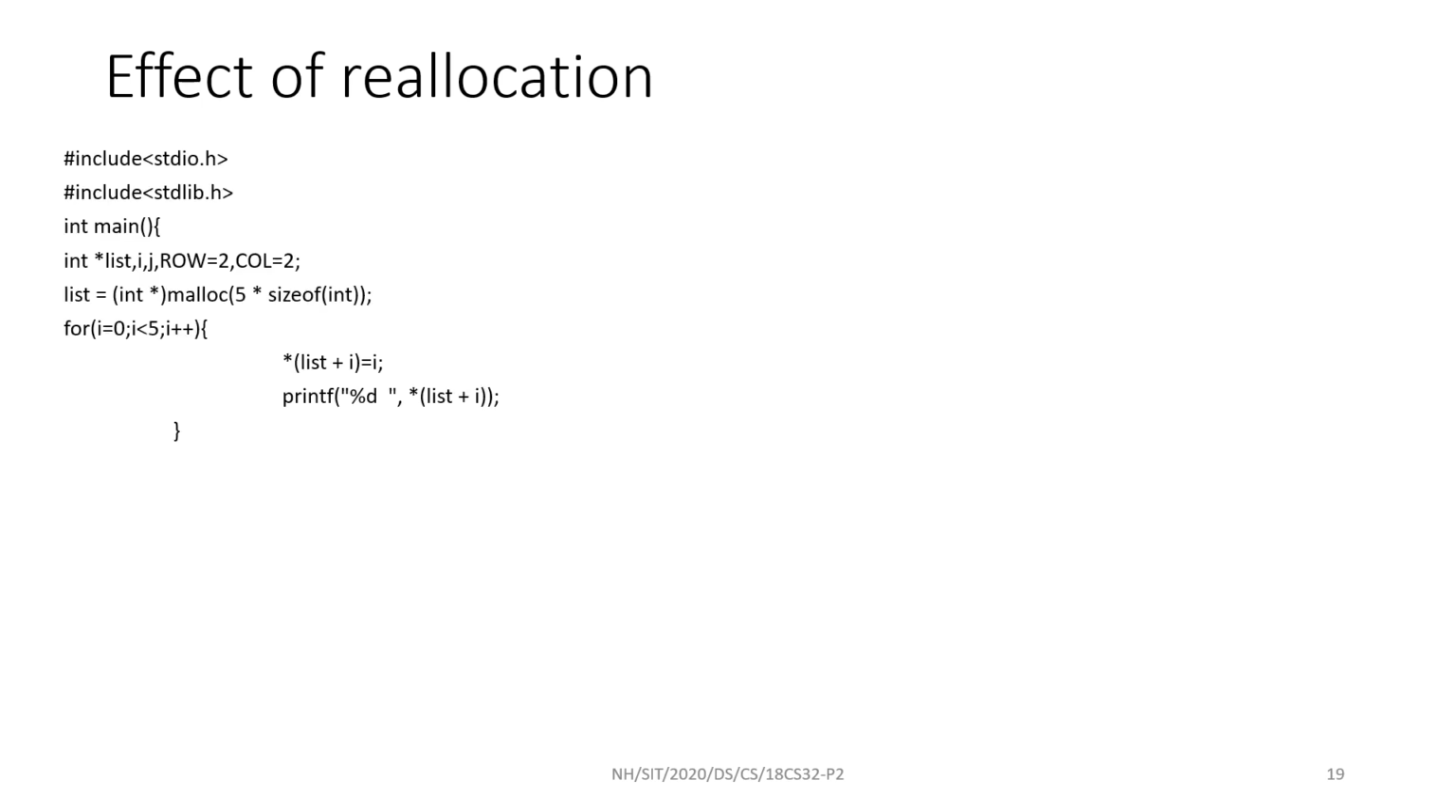See the purpose of reallocation. malloc 5 into 4, 20 bytes are reserved to allocate memory for 5 integer items. Assume that we store data in these locations. Because of this statement, the elements 0 1 2 3 4 are put in those locations. I'm trying to print it. After printing, this is the result. This is to store, this is to access it.